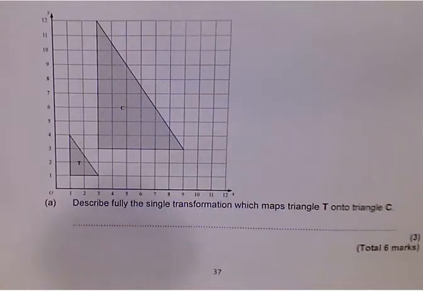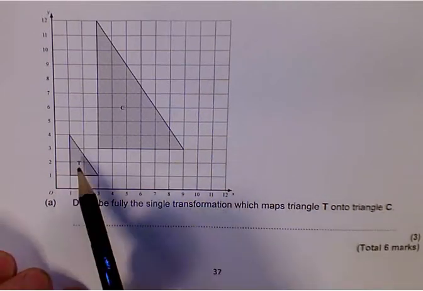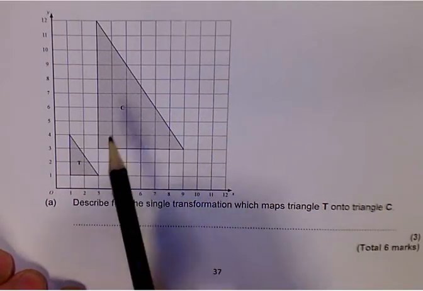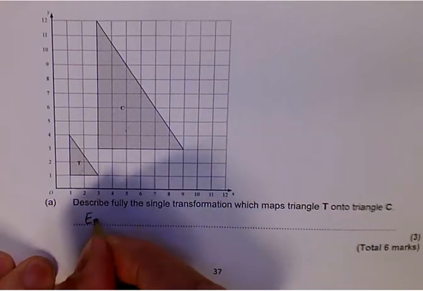Next question. It says describe fully the single transformation. Now you've got the 4 transformations: translations, rotations, reflections and enlargements, which maps triangle T onto triangle C. Well, triangle T is this one, triangle C is this one. What's happened to T to C? It's got bigger, so we know it's an enlargement.